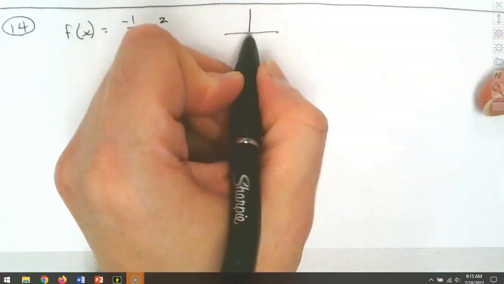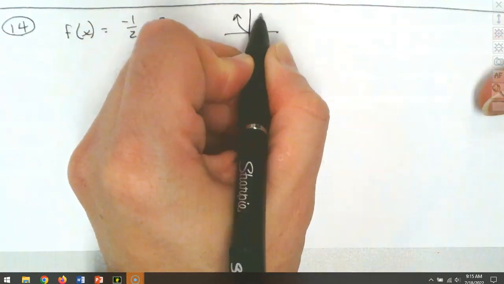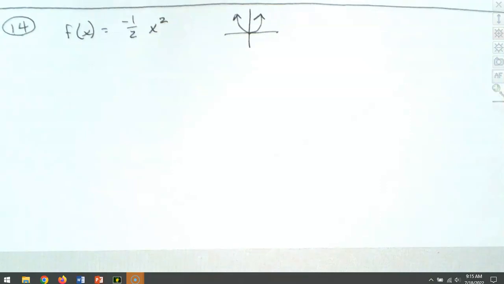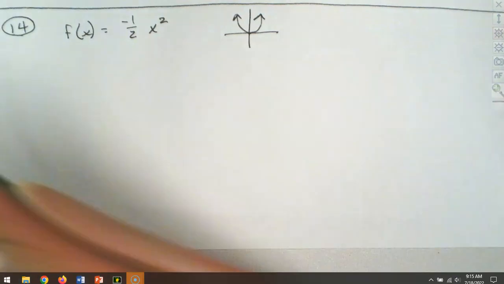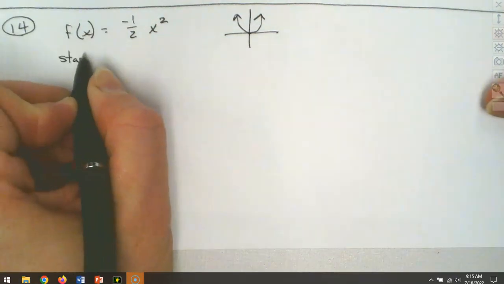It's a square, so therefore it looks like a U, right? If you ever need to look at a picture of a graph, go to the back cover of your textbook. You'll find those graphs there. So it looks like a U. Do we have any numbers on the inside? Nope. Do we have any numbers on the end? No. So where are we going to start at? 0, 0.